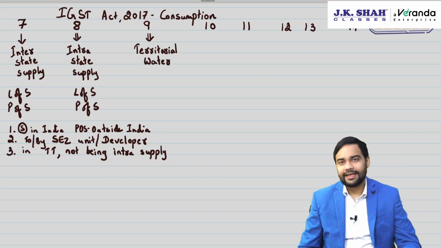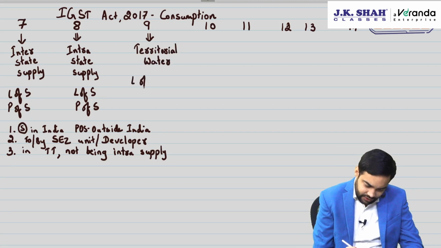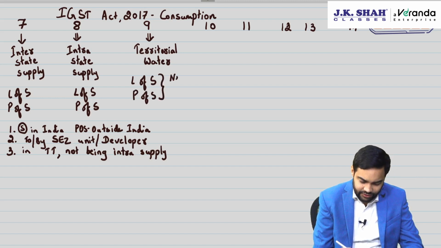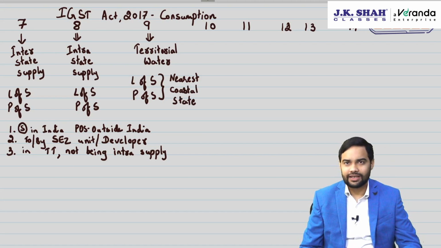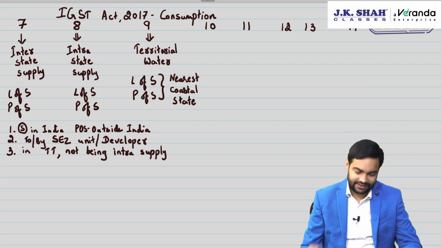Now, what does section 9 say? It says if the location of supplier or place of supply is in water, then bring it to the nearest coastal state. Whichever is the nearest coastal state, we need to bring the location of supplier or place of supply to that particular state.